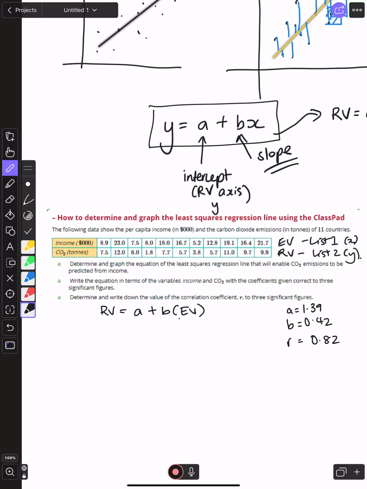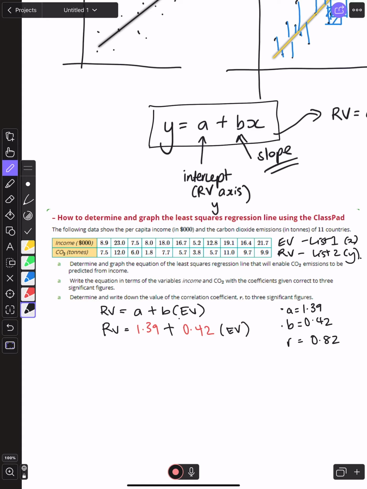Okay, so I've written down my rule. The next step is I'm going to sub in my A and my B values, and I'm going to write everything down the same. I might just change this color. So 1.39 plus 0.42 times EV. Right, so I've done that.